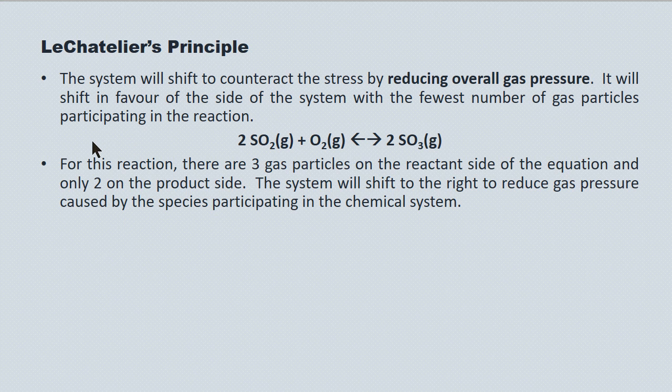So if we increase the pressure in the system by decreasing the volume, so we've cut the volume of the container in half, therefore we've doubled the pressure, the system will shift to the right to reduce the total number of particles in the system and thereby to reduce pressure.